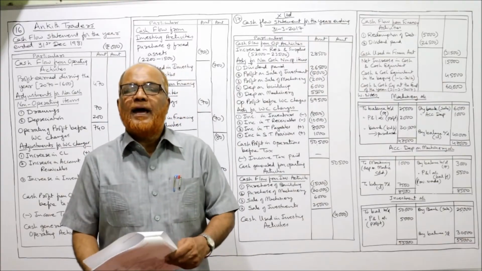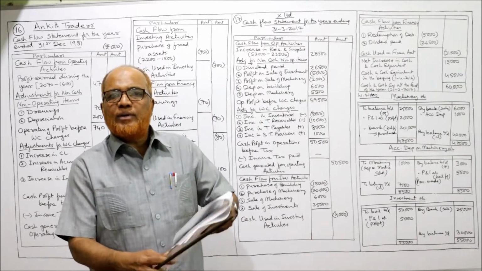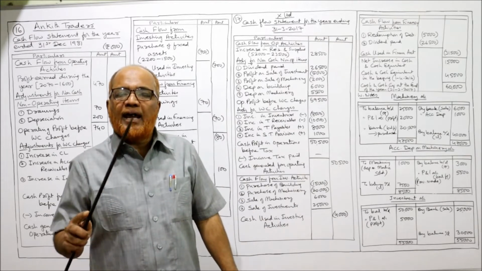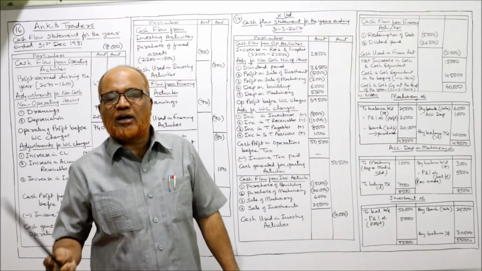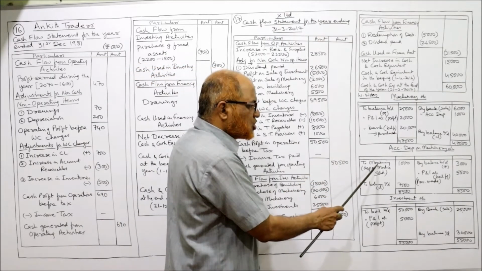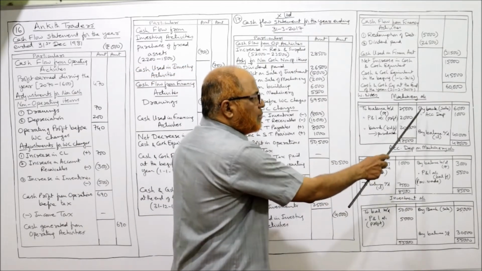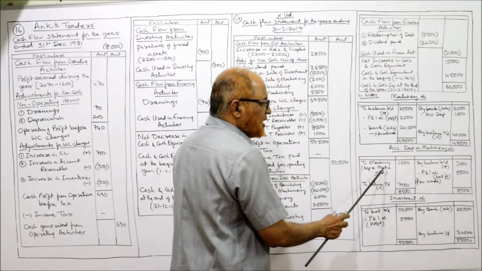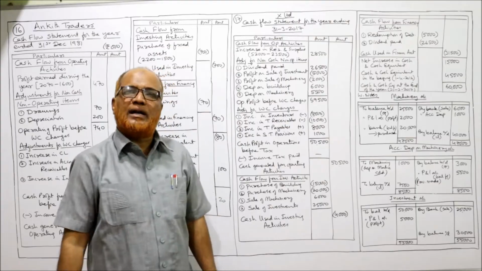The second entry will be accumulated depreciation. How much is the accumulated depreciation on that machine? 1,000. So the entry will be accumulated depreciation account debit to machinery account. Accumulated depreciation on the debit side to machinery 1,000, and on the machinery account credit side, by accumulated depreciation 1,000, depreciation on machines sold. Two entries over.